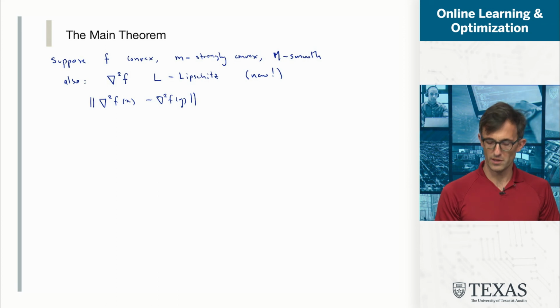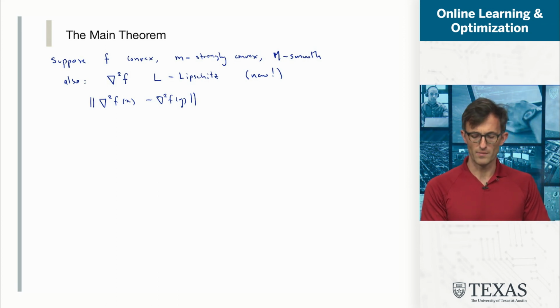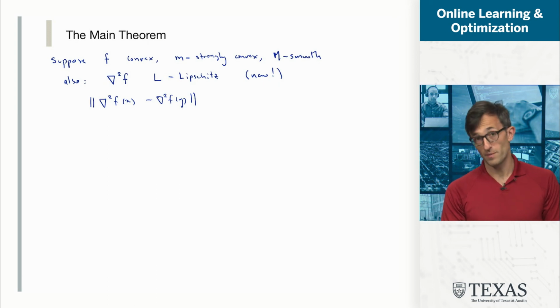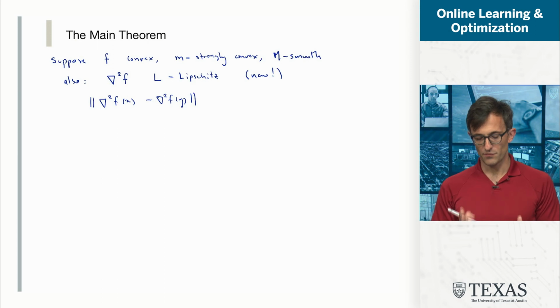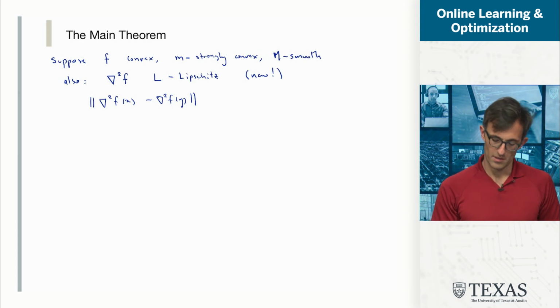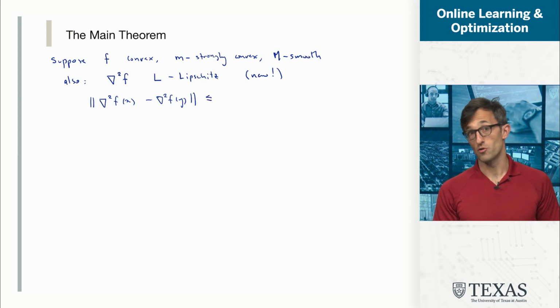So the new thing we need to talk about is what this norm is. When we were talking about the function f being Lipschitz, we just used the absolute value of f of x minus f of y, so that was easy. When we talk about the gradient being Lipschitz, well, that was the difference between two vectors. So we just used our vector norm, Euclidean norm or some other vector norm.